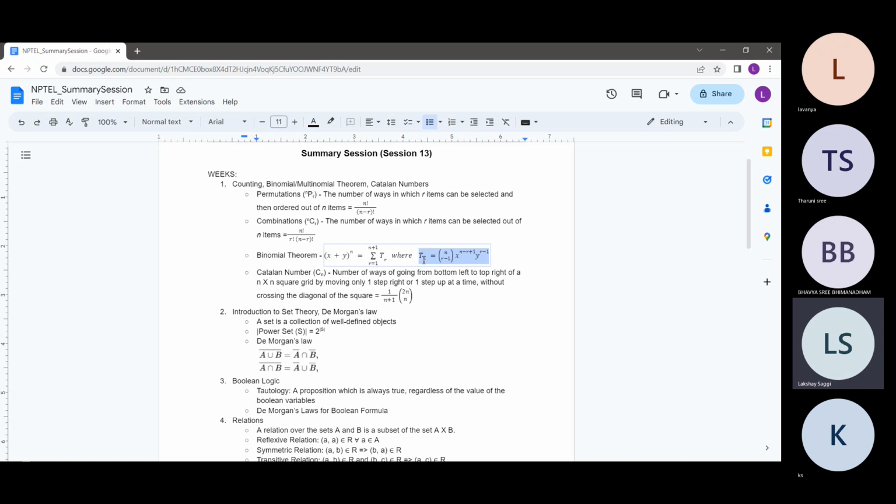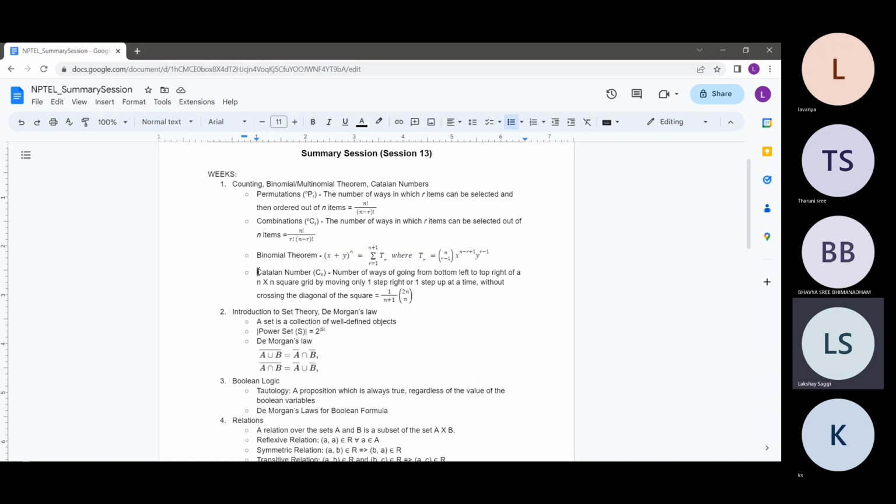As you can see, the T_r term is given by this, and r goes from 1 to n plus 1. So in the binomial expansion, there will be basically n plus 1 terms, corresponding to r equals 1, r equals 2, till r equals n plus 1. So yeah.